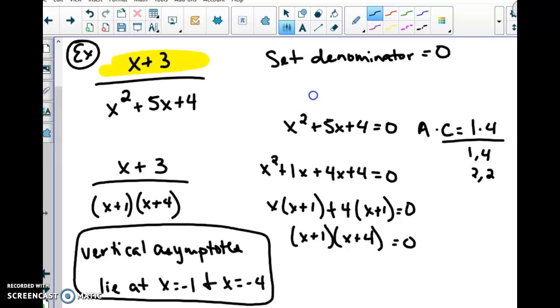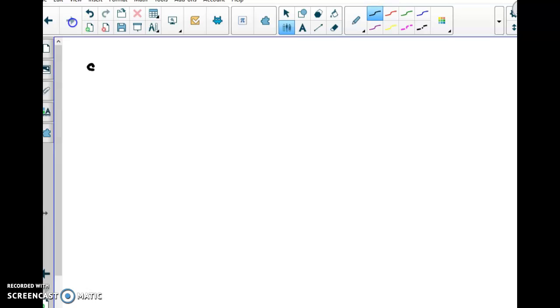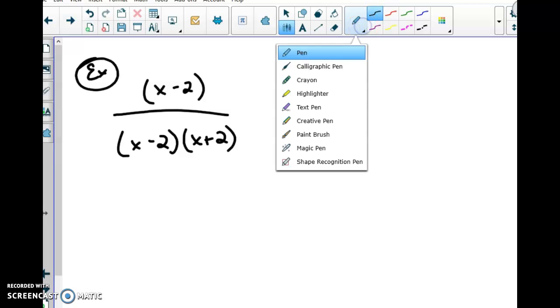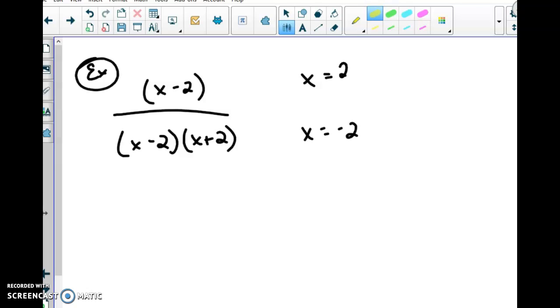Okay, so let me give you an example of when you have to be cautious. So let's say, for instance, I have x minus 2 over x minus 2, x plus 2. Most people would automatically say, okay, set the denominator equal to 0, find it, we're going to have vertical asymptotes at x equals 2, x equals -2. But this is what I'm talking about.